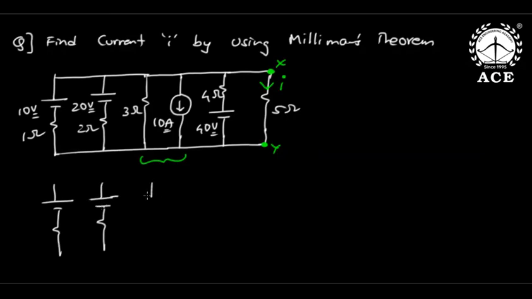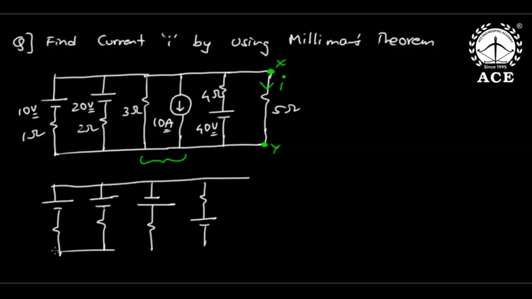10 amperes in parallel to 3 becomes how much? Be careful about the polarity. 10 amperes in parallel to 3 becomes 30 volts in series to 3, with the arrow down meaning plus down. And this is again 40 volts in series to 4. This is the first target.